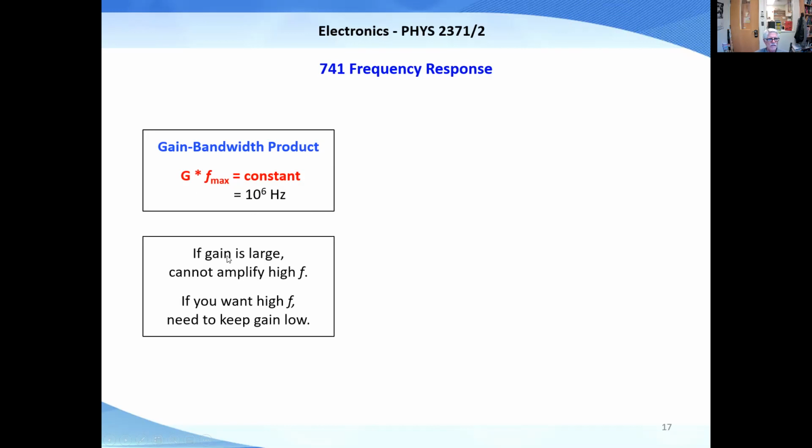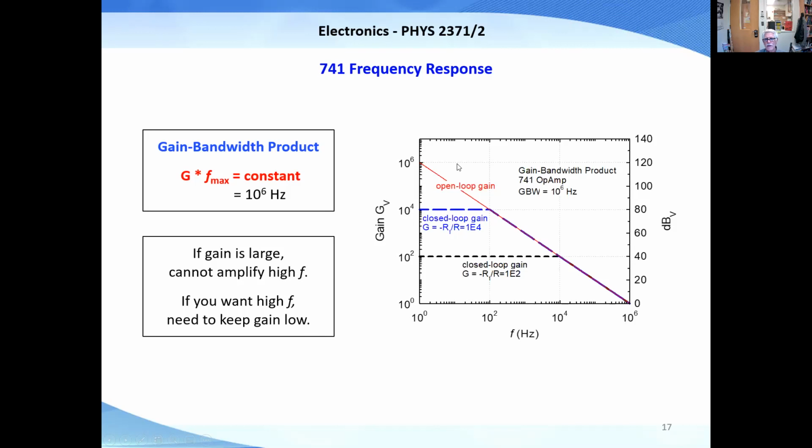In other words, what that means is if the gain is large, you cannot amplify high frequencies. And if you want to amplify high frequencies, you have to keep the gain low. There's a trade-off. So here's what a 741 gain bandwidth product looks like. Okay. So this is an equation. Here's gain and frequency, and that's equal to a constant. And here's a log scale, and then here's the gain bandwidth product here.